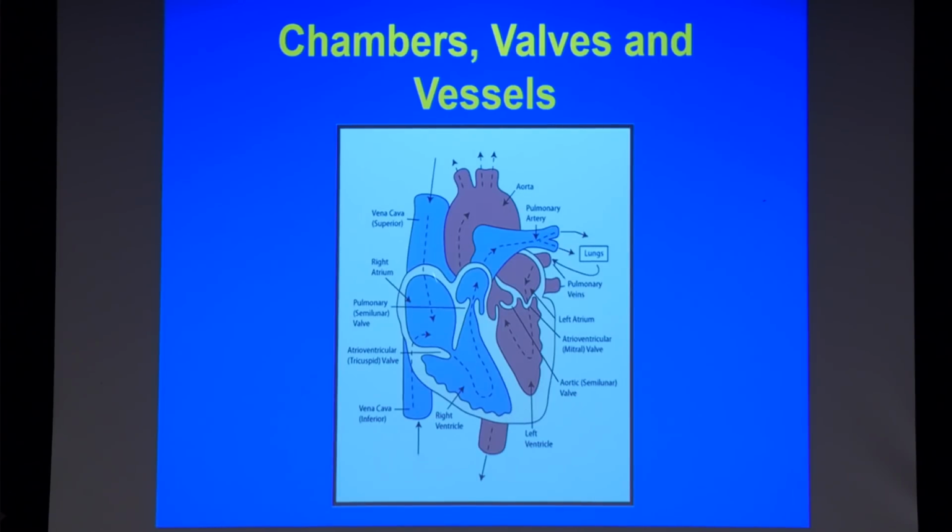Over here, the right atrium, the right ventricle, and the flow of blood down across the atrioventricular valve and then out across the pulmonary valve to the lungs. The blood then comes back through the pulmonary veins into the left atrium, across the left AV valve, also known as the mitral valve, into the ventricle, and out across the aortic valve to the systemic vasculature. So that's the pathway.